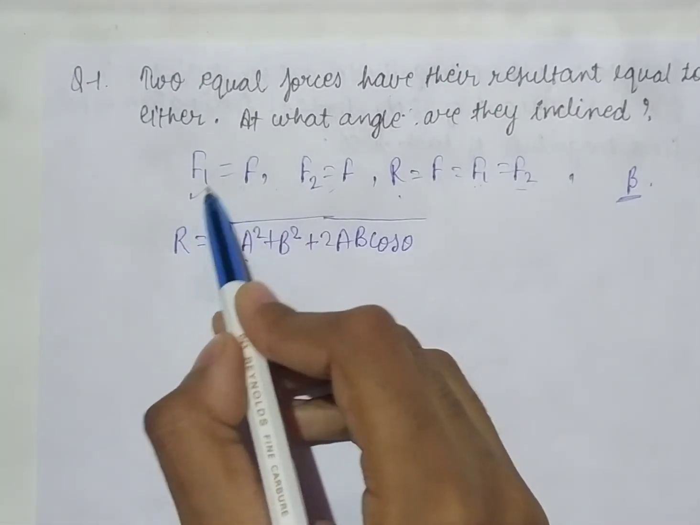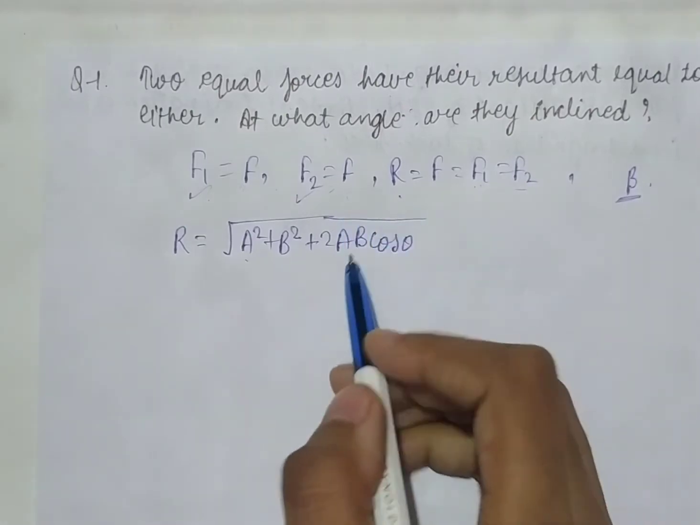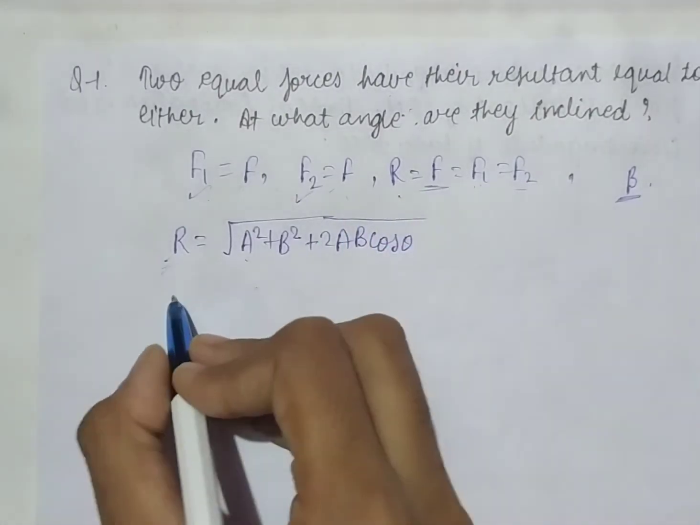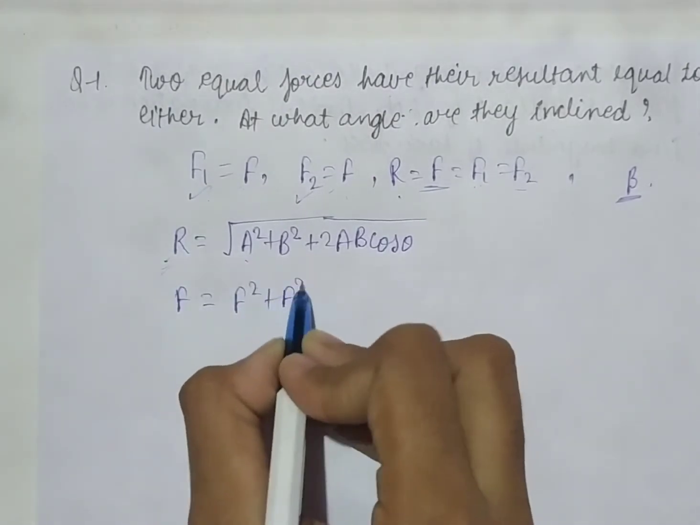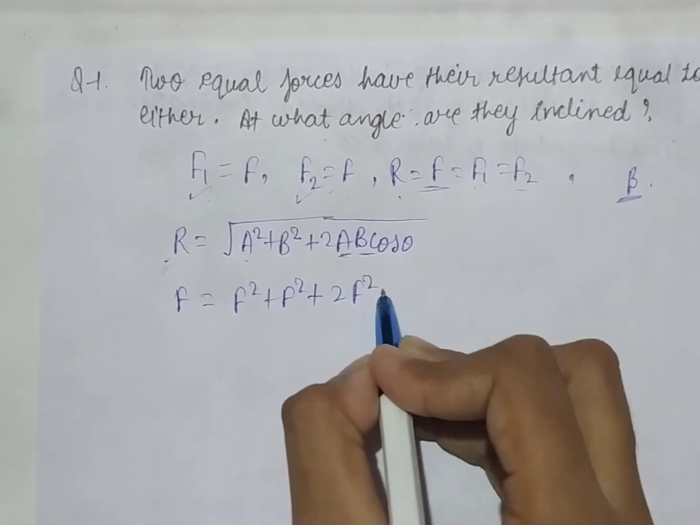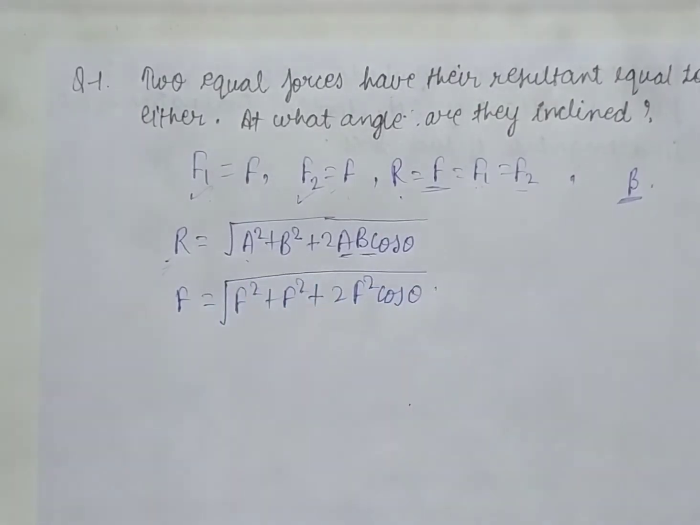F1 is A, F2 is B. And what is R? We have already found R is F. So let us put the values. R equals F, and A is F, so F square plus F square plus 2 times F times F, so we put F square cos theta. We have to find this cos theta, that is, the value of theta.